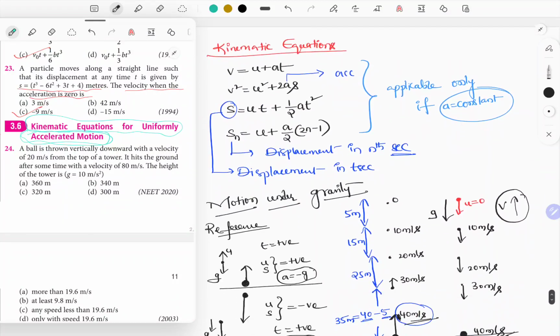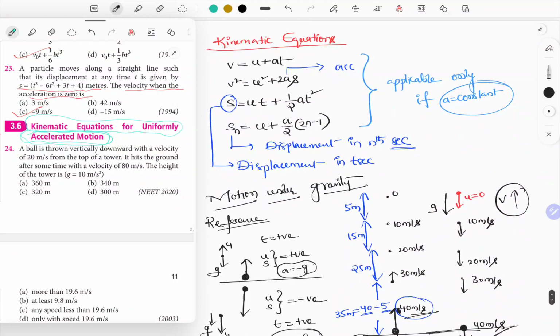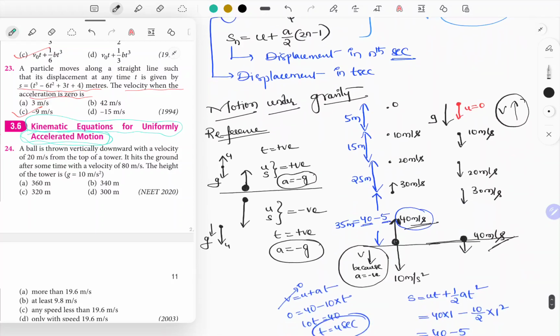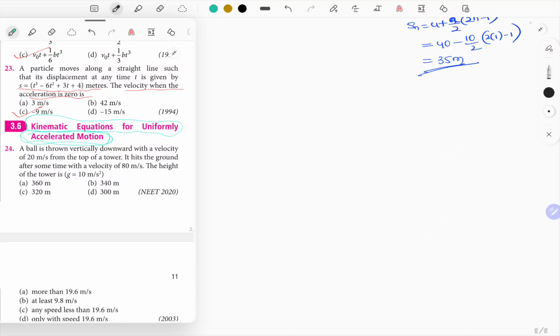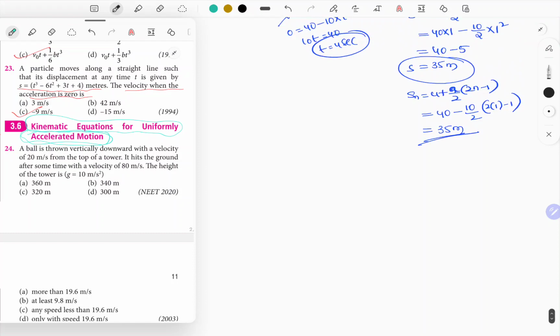Now, in kinematics, the kinematic equations concept is very, very important. We have many different types of numericals in different chapters, and you have to interlink them. These kinematic equations are applicable only when acceleration is constant, and then we can apply them to motion under gravity. Hope you understood. If not, just go back and revise this once again, then we'll solve numericals. Let us solve some numericals based on these kinematic equations for uniformly accelerated motion.